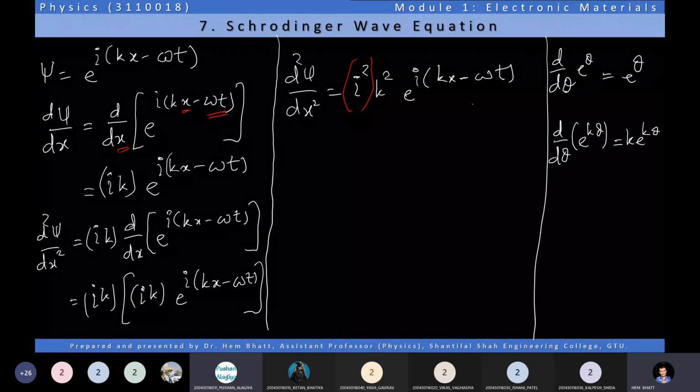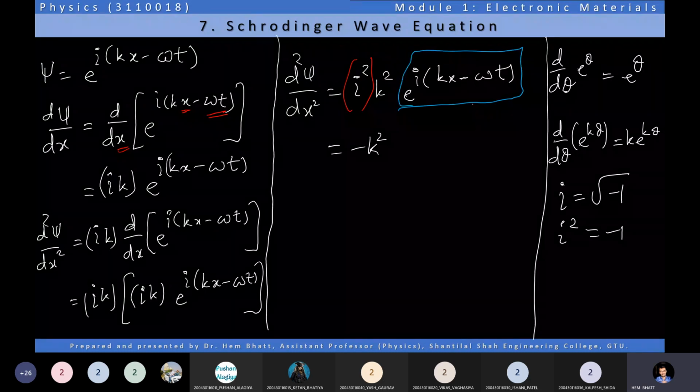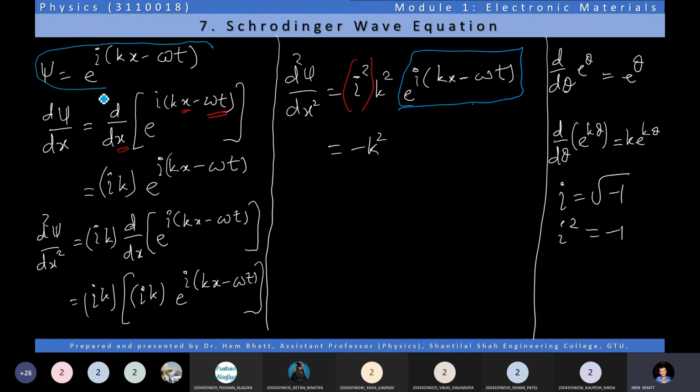What is i? Square root of -1. Yes, i is the square root of -1, so i squared is -1. So it is minus k squared, and this thing is nothing but psi. So I can write psi here, and this is d2 psi by dx squared. Now I multiply both sides with h cut squared by 2m.